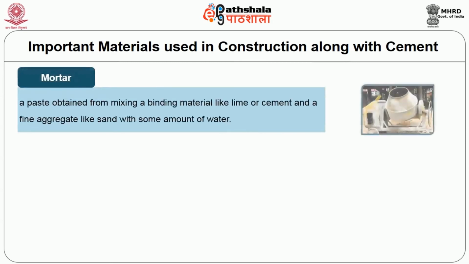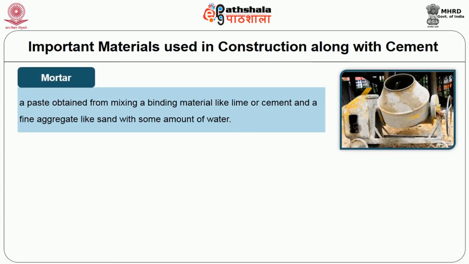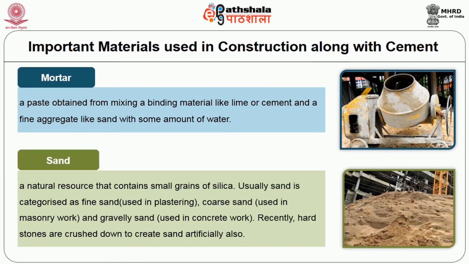Mortar, a paste obtained from mixing a binding material like lime or cement and a fine aggregate like sand with some amount of water. Sand, a natural resource that contains small grains of silica. Usually, sand is categorized as fine sand, which is used in plastering, coarse sand, which is used in masonry work, and gravelly sand, which is used in concrete work. Recently, hard stones are crushed down to create sand artificially also. You can see the photograph of sand piled at a construction site.